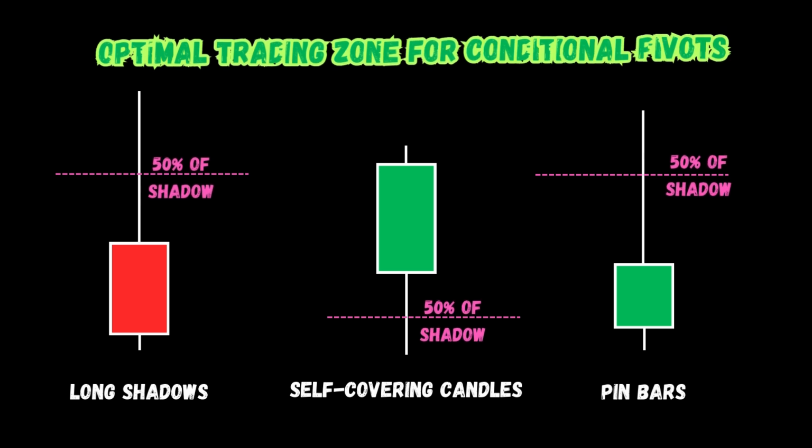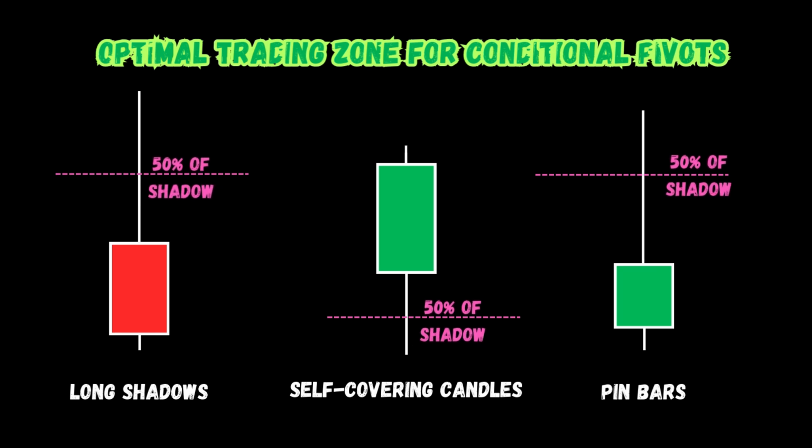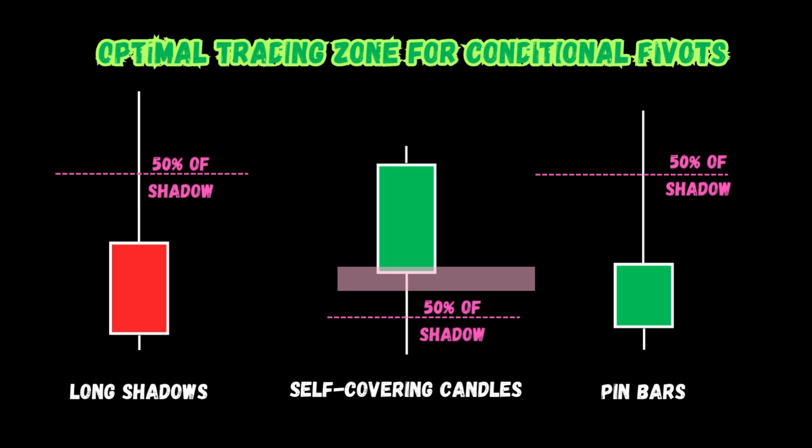For long shadows, this is the only trading zone available. However, for self-covering candles, there is an additional trading zone around the open of the candle. After identifying this zone, move to the trigger timeframe, locate the trading knot, and enter a trade on that knot.